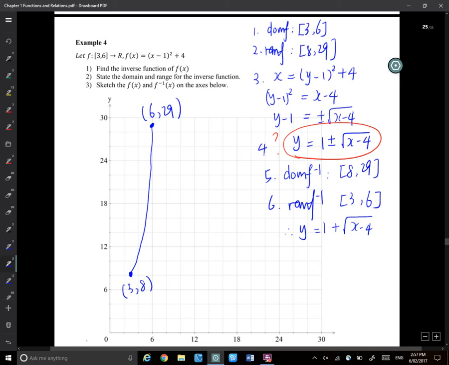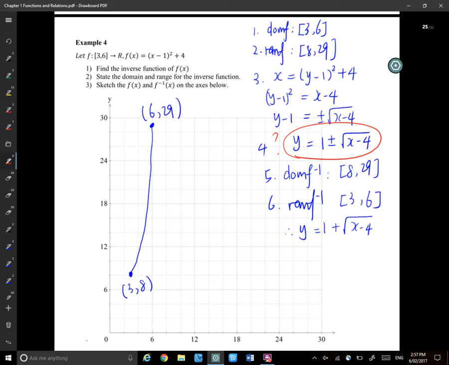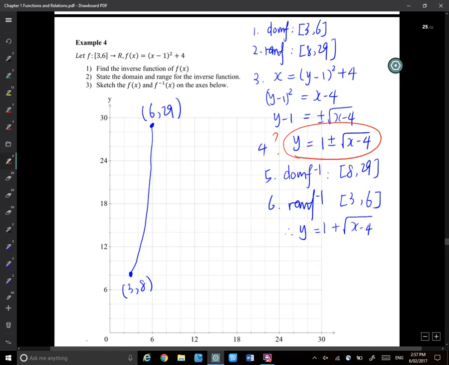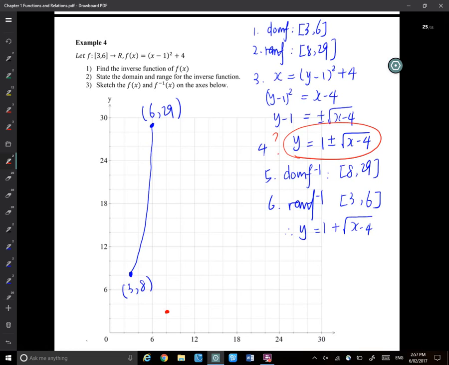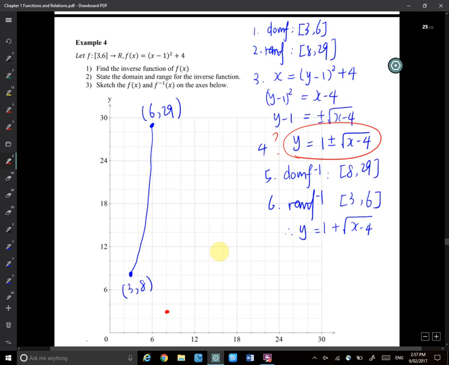If I write it as a function, I'm not going to write it first, I'll sketch it first. I'll have (3, 8), then I will have (8, 3). (8, 3) is here. I'll have (6, 29), so I have (29, 6), and 29 is here.